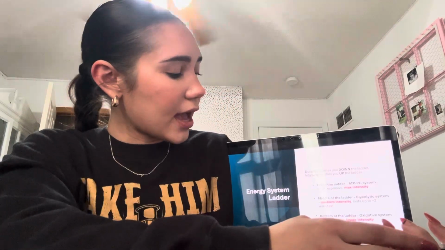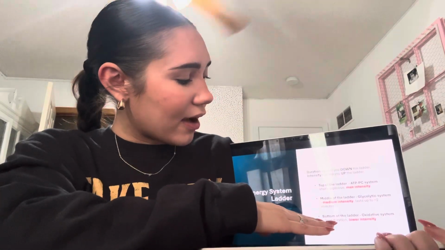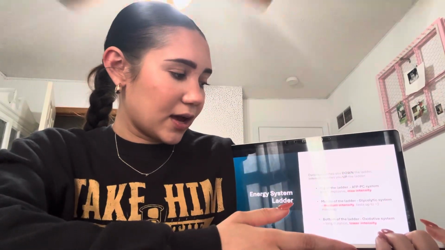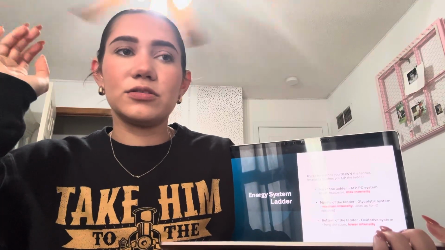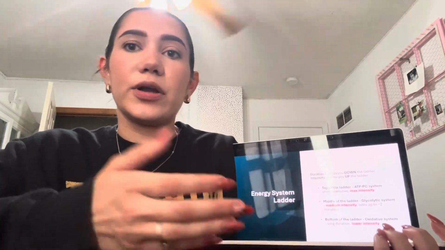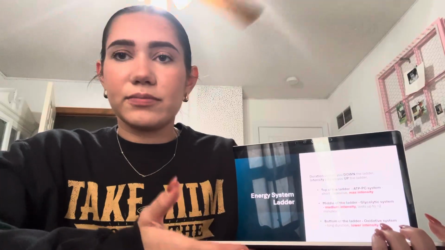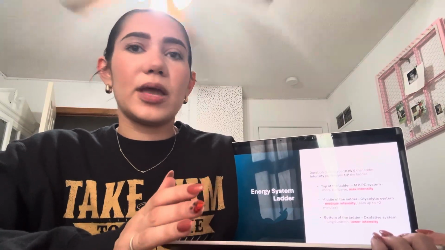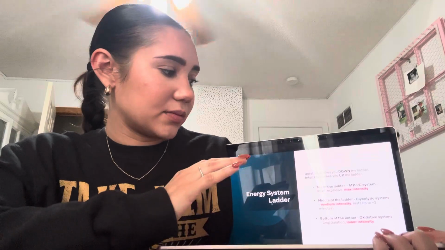And then at the bottom, we have the oxidative system, because this is that lower intensity. Again, low intensity doesn't necessarily mean you're not putting in effort. It just means that there's more effort that you have stored, like in the tank, you could say, that you're just not using for these specific sports, because if you did, you wouldn't be able to execute what you're trying to do. Like for a marathon, as an example, you would not be able to use the top of the ladder, explosives, whatever, because you won't be able to finish the race.